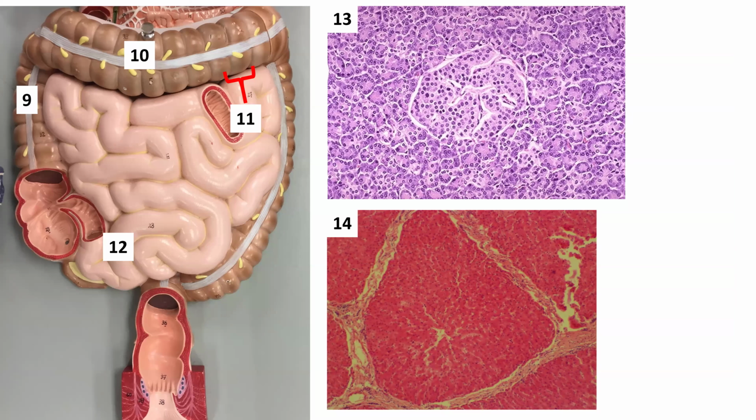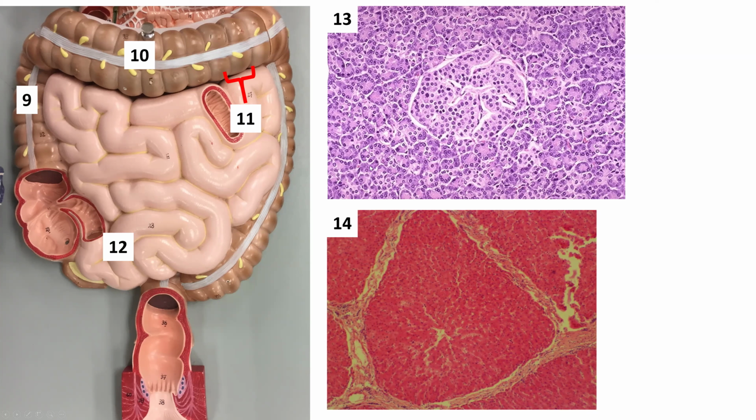Ascending. 10. Transverse. 11, what is the pouch called? Haustra, or haustrum, singular. 12, what part of the intestine am I in now? Ileum, good.